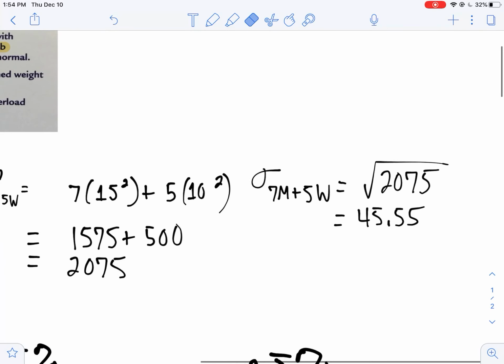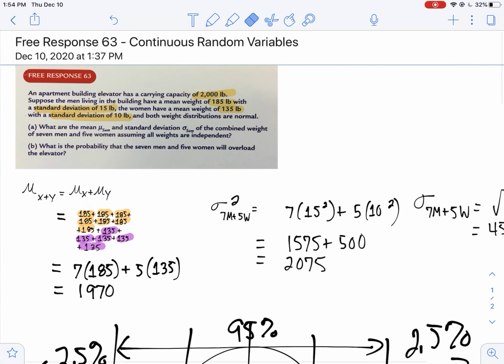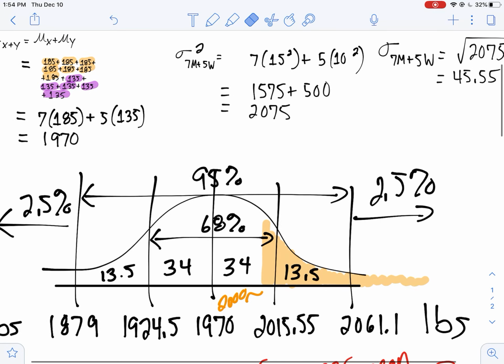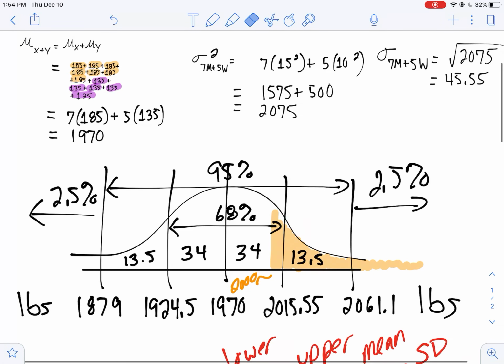Now I have my mean and my standard deviation. They want me to find the probability that the 7 men and 5 women will overload this elevator. Now, it has a carrying capacity of 2,000, so anything beyond 2,000, it's going to hurt the elevator. It's going to break it a bit. So what did I do? Those of you who've had me in the past, or maybe have me now, know I love drawing my normal distributions. I did just that.